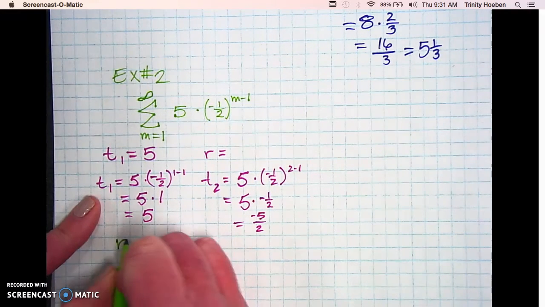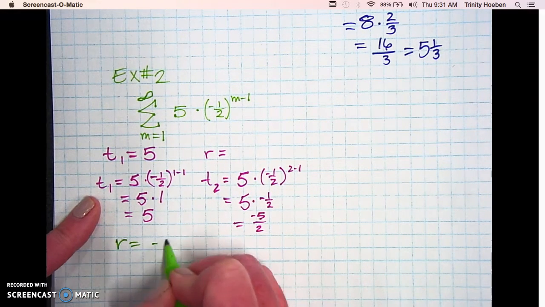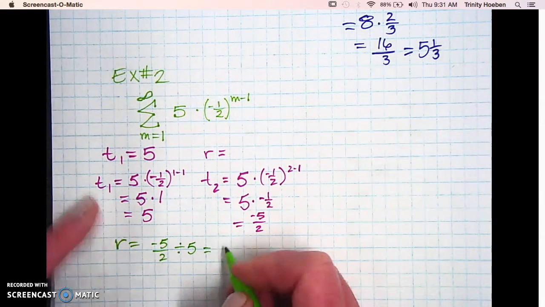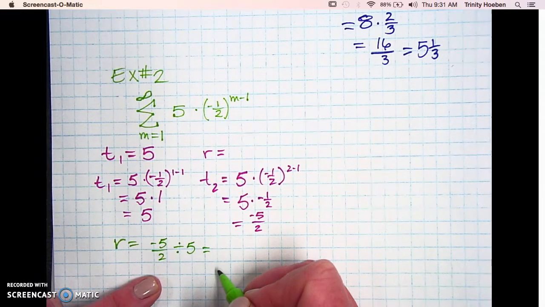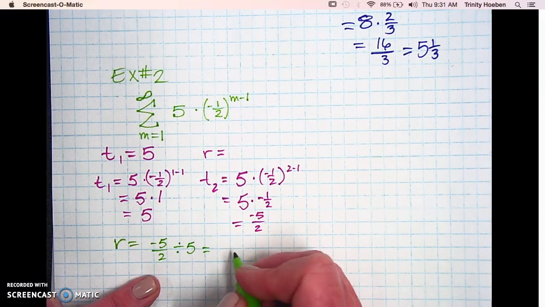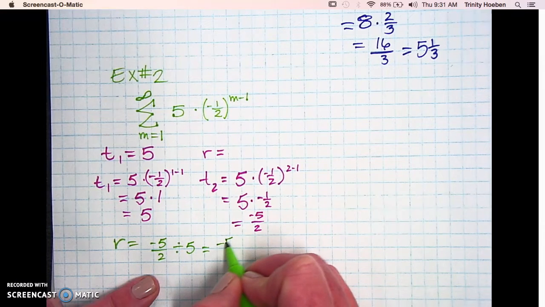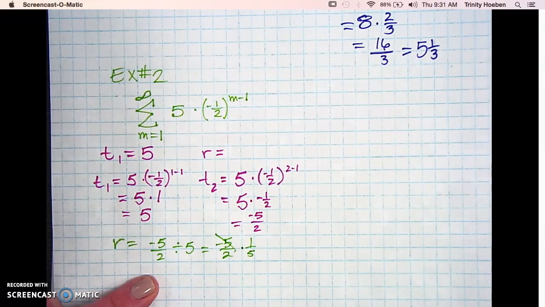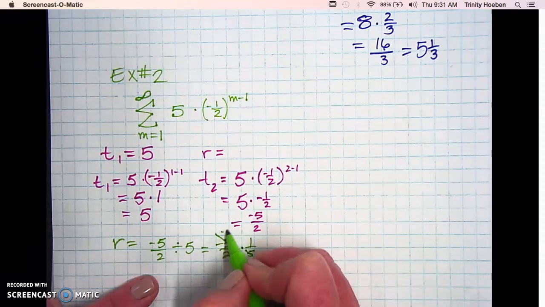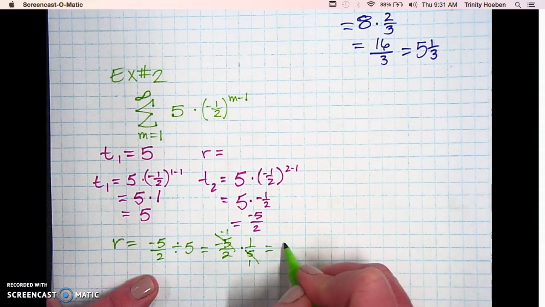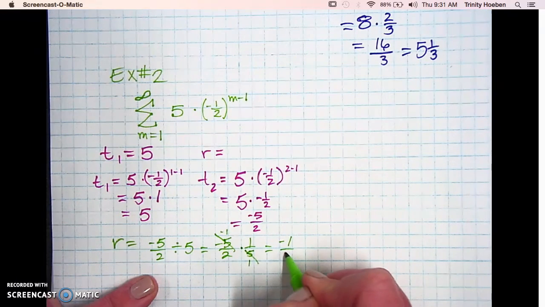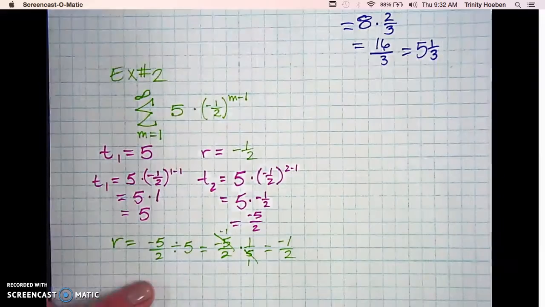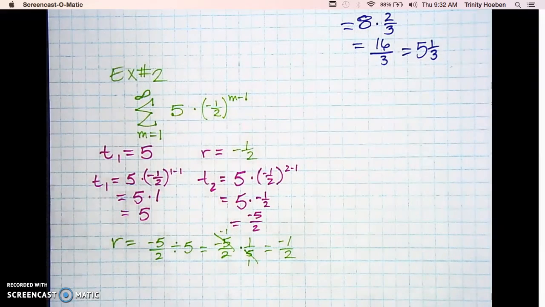So to get that common ratio, we're going to take the negative 5/2 and divide it by 5. So dividing by 5 is the same as multiplying by what? How about 1/5? So negative 5/2 times 1/5. If we reduce this way, we get negative 1 and 1 here. So negative 1 times 1 is negative 1, and 2 times 1 is 2. So the common ratio is negative 1/2. So those are the two numbers that we need to plug into the formula.